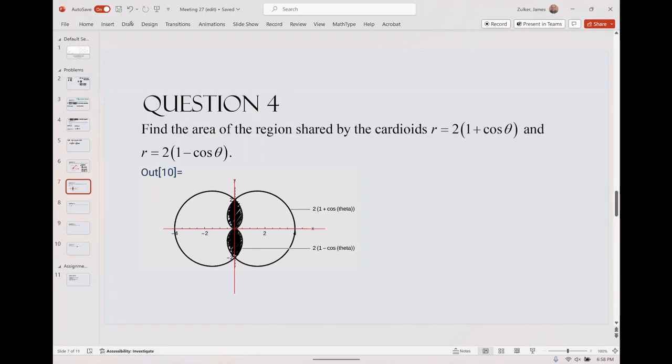Again, it doesn't matter what region we pick. Yeah, that should work. So let's pick this region. This region is bounded by what two rays? This one and this one. So what is that ray? Zero. And what is that ray? Pi over 2.